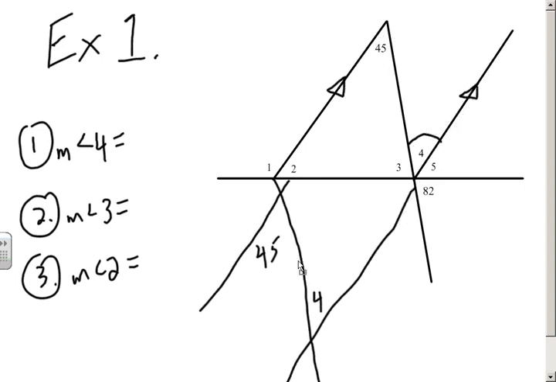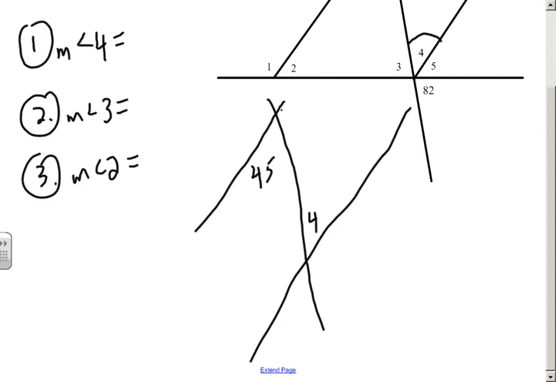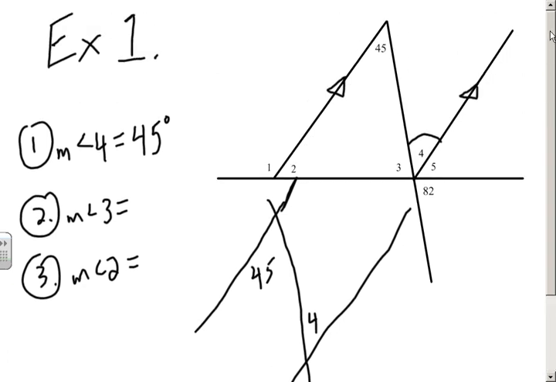Let's see if I grabbed it right. Now that we're looking at it by itself, it's quite obvious that angle 4 and that 45-degree angle are alternate interiors, meaning they're congruent, so angle 4 is 45 degrees. Take a look again. Do you see the alternate interiors here?